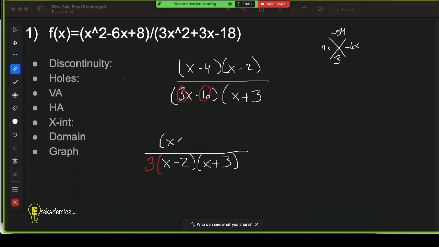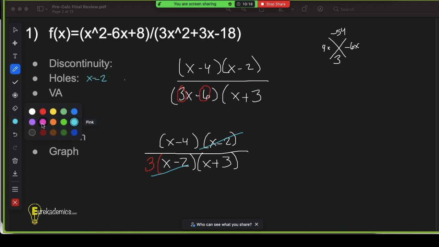And then you should be happy because something's going to cancel out, indicating that you have a hole. x minus 4, x minus 2. Here we go. So x minus 2 cancels out, which indicates that's the hole. x equals 2, that's where the hole was. Now the factor that didn't cancel out is your vertical asymptote, and you set that equal to 0, so that's when x is negative 3. So the vertical asymptote is x equals negative 3.